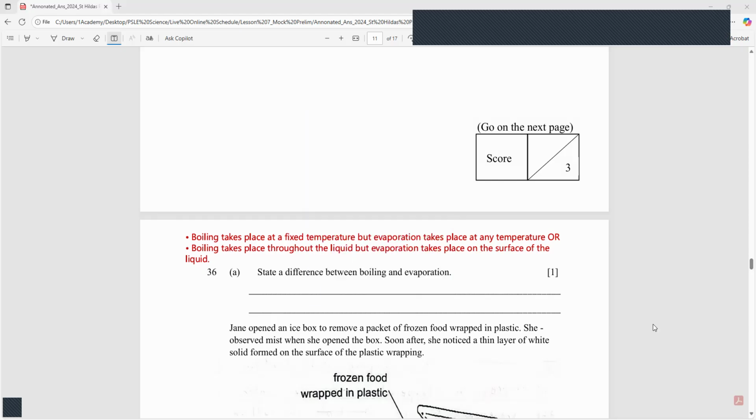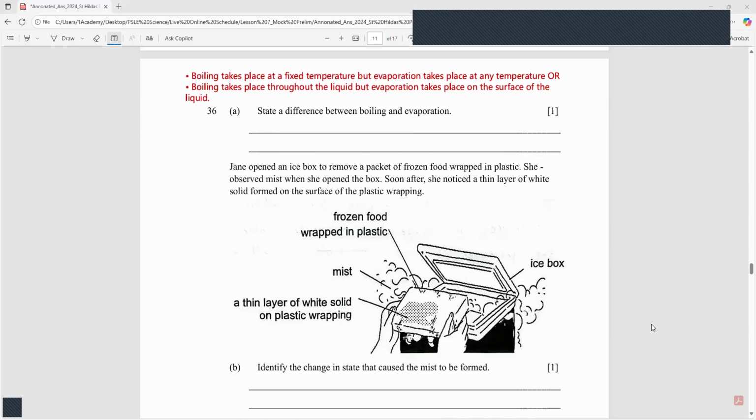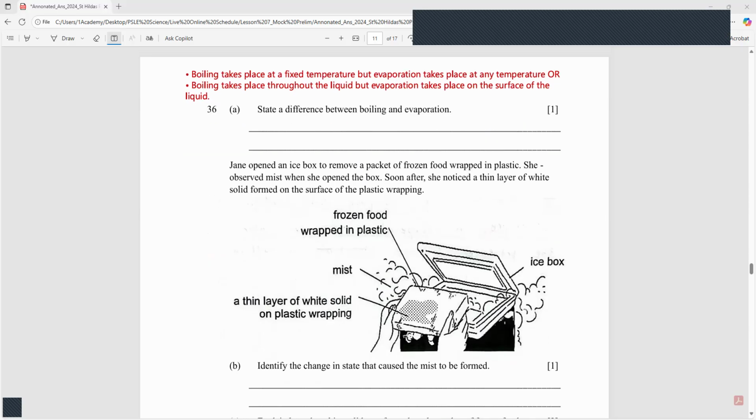Next, this one is condensation happening when you open the ice box, so there's this mist. Identify the change in state that caused the mist to be formed. Mist is caused by the condensation of water vapor, so it's from gaseous to liquid state. So for part A, you just mention: from gaseous to liquid state.